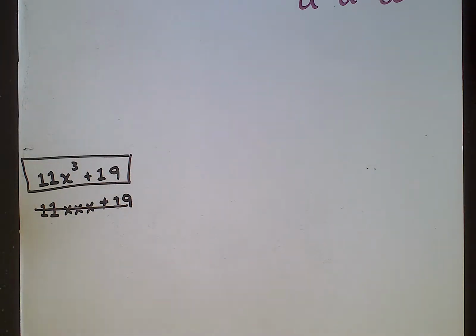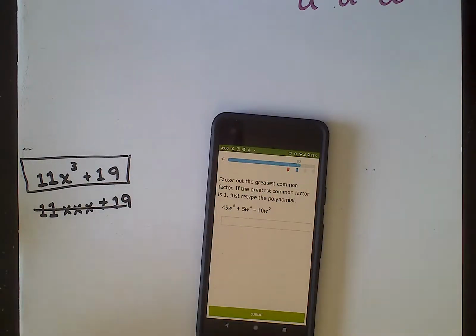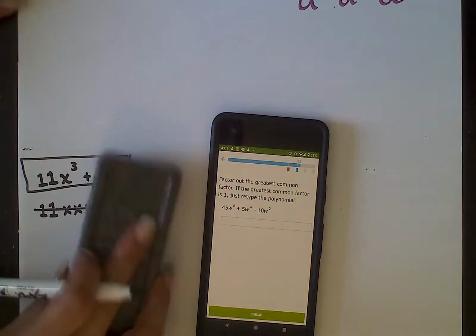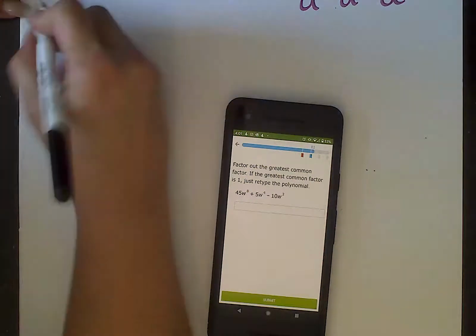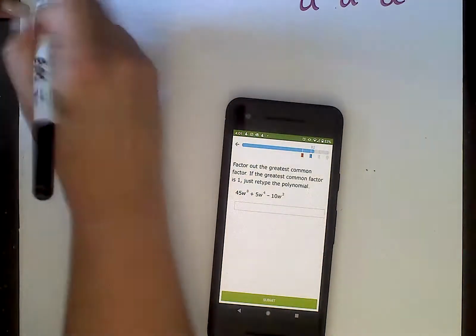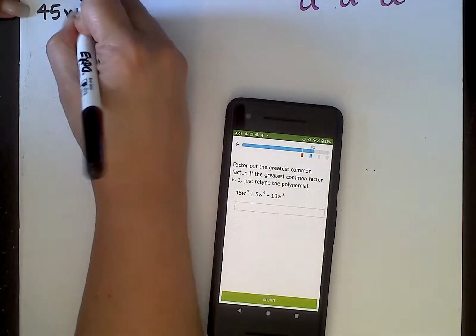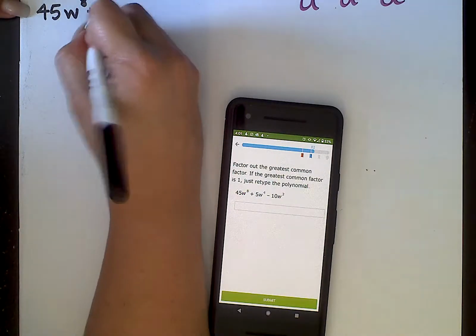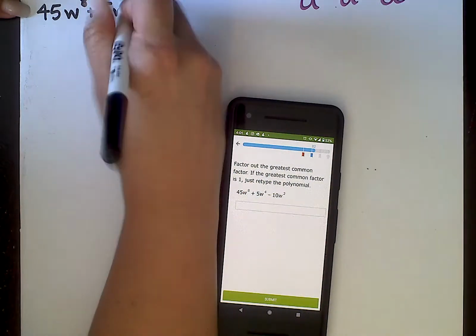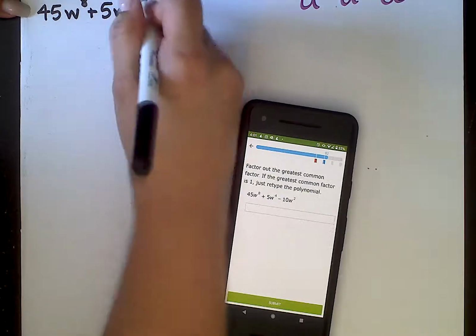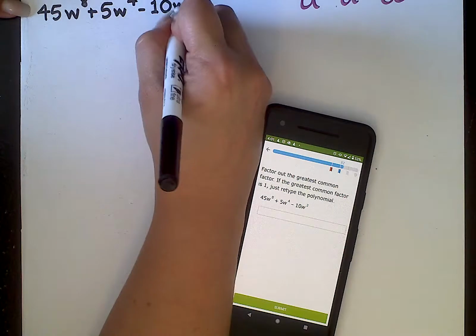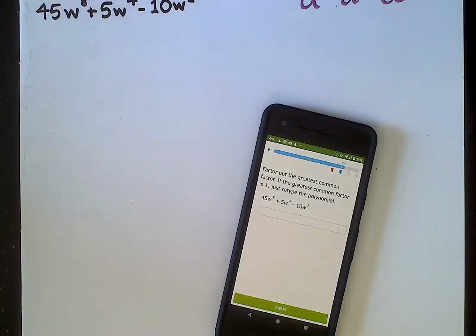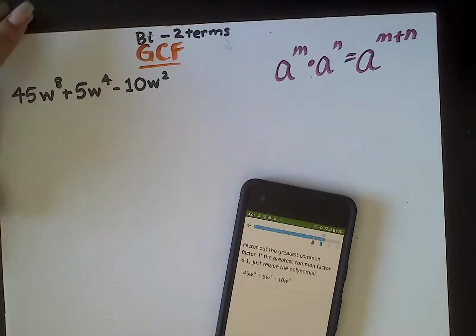See if I can get another problem here for you guys. There we go. Ooh, now we're getting into the ugly stuff like what Jocelyn was asking. So that would be 45 w to the 8th, ew. Plus 5 w to the 4th, okay, not too bad. Minus 10w squared. Okay.